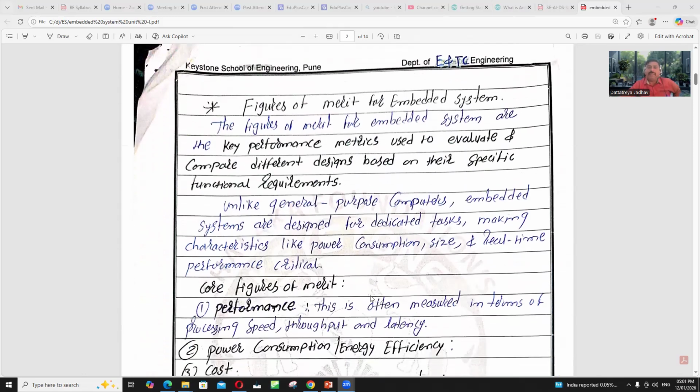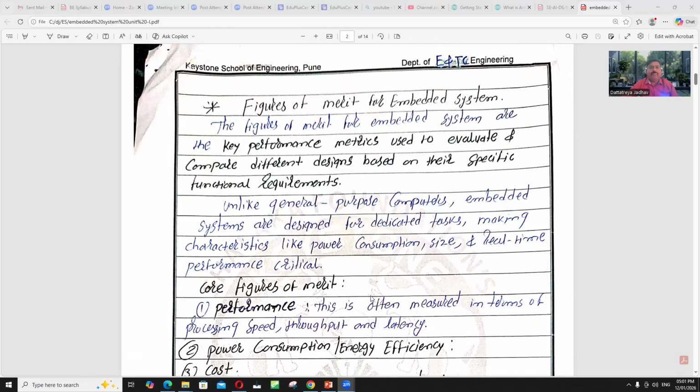So what do we say the figures of merit for an embedded system are? They are the key performance metrics used to evaluate and compare different designs based on their specific functional requirements. They calculate the performance parameters related to the embedded system, and verify them in different ways. Unlike general purpose computers, embedded systems are designed for a dedicated task, making characteristics like power consumption, size, and real-time performance criteria important.